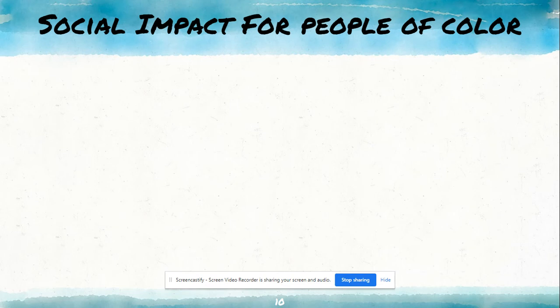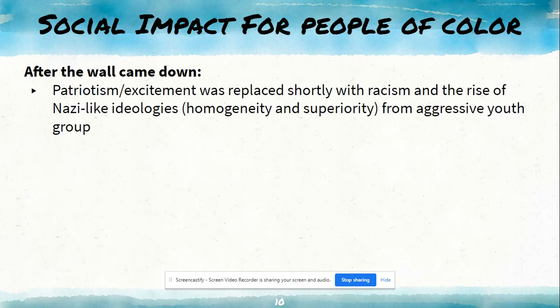Okay. So the social impact for people of color. After the wall came down, there was a rise in patriotism and excitement. That excitement was replaced with racism and the rise of Nazi-like ideologies. So it was this belief, right? There was a strong sense of nationalism and patriotism. So it leads to aggressive youth groups. There were nationalist groups that ended up blaming others for their problems, right?